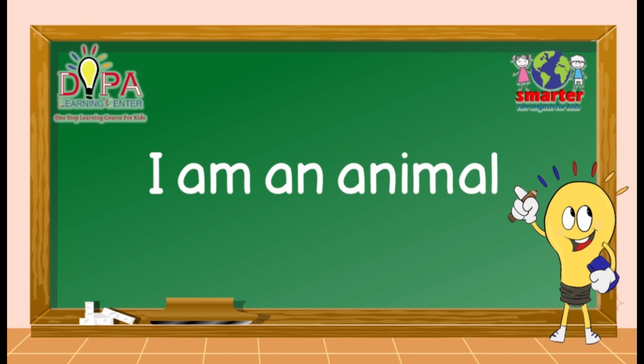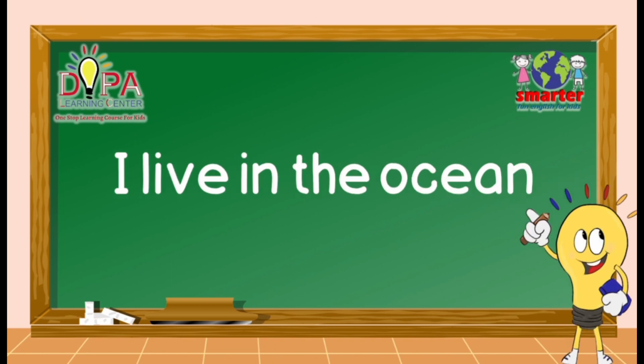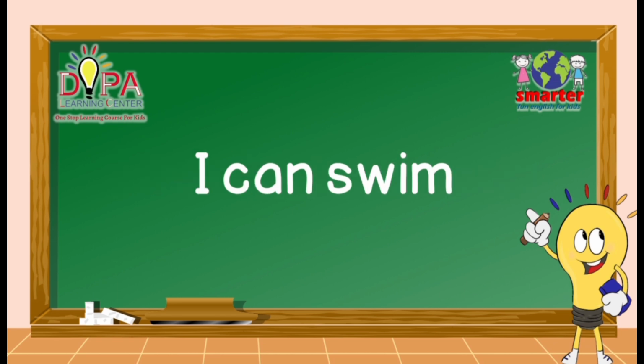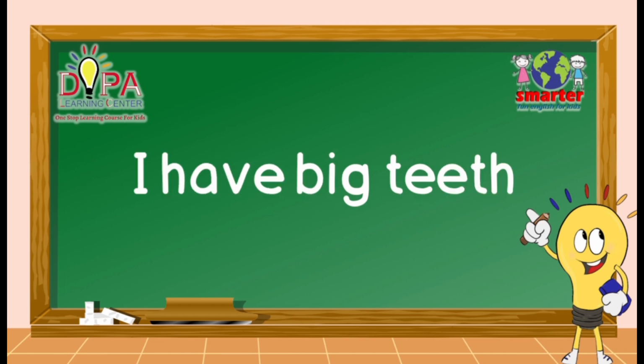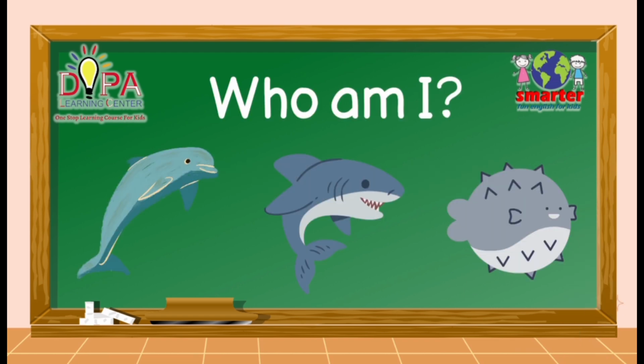I am an animal. I live in the ocean. I can swim. I am gray. I have big teeth. Who am I?